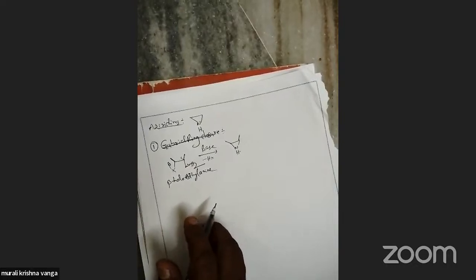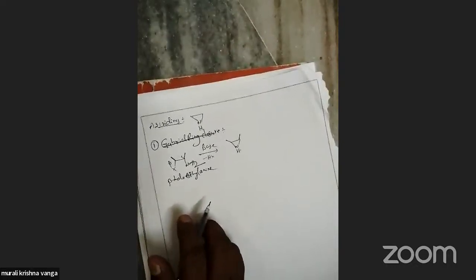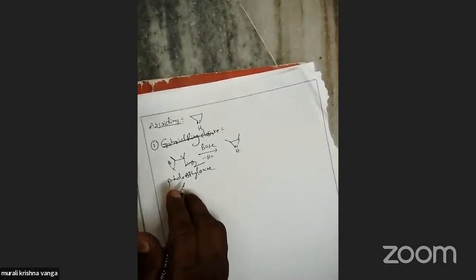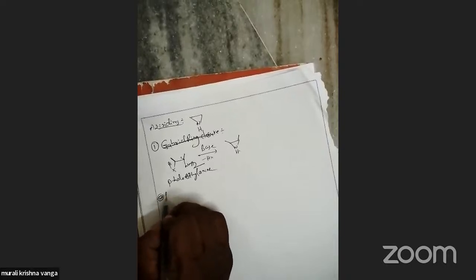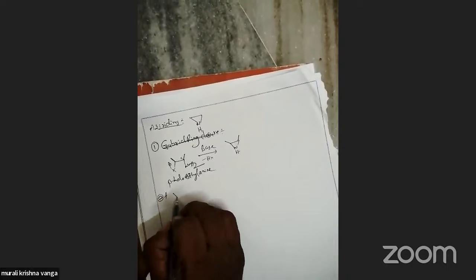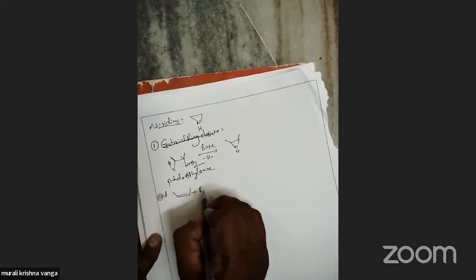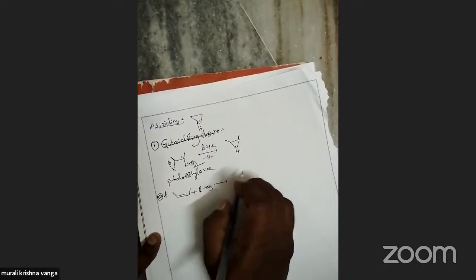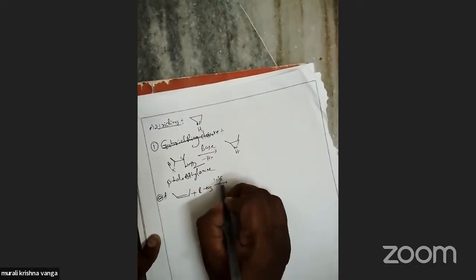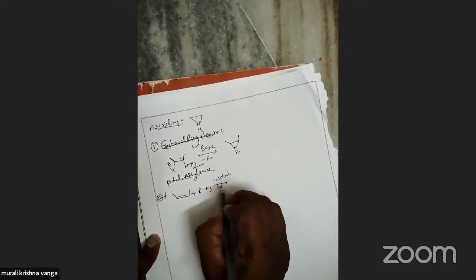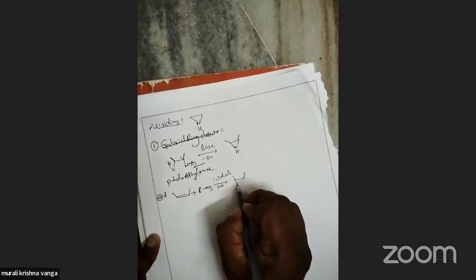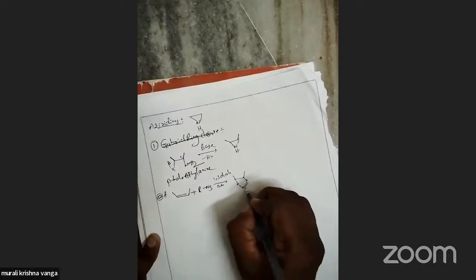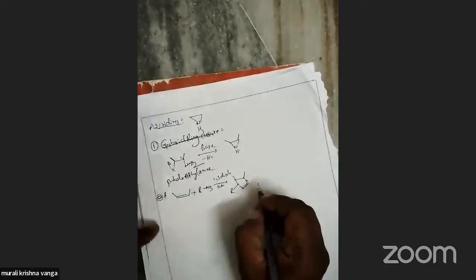Next, the second one is from alkenes and azides. When alkenes react with azides, they undergo a 1,3 dipolar addition reaction. Then the product is a triazoline with N double bond R.